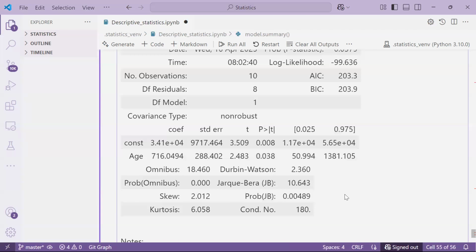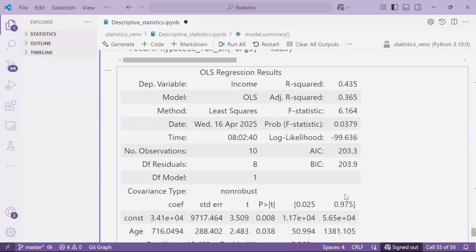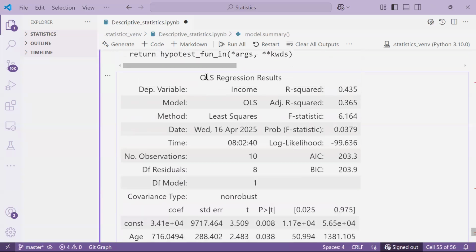Yes, Sanjay. So first, let's start with the title, the OLS regression results. Here we get the name Dep. Variable. What does Dep. Variable mean? It means dependent variable. So your dependent variable is your income variable.